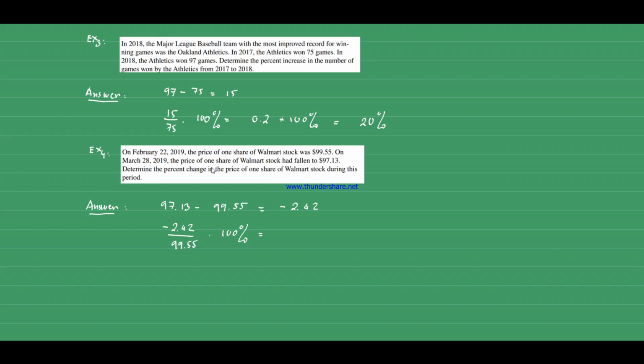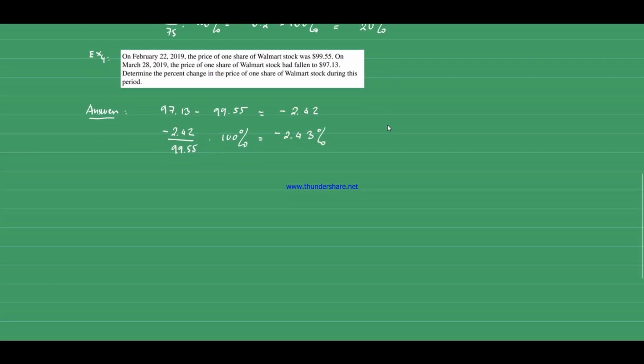Okay, then you multiply by 100, which gives you negative 2.43%. And again, the negative shows you that it's a percent decrease. It's not an increase. If it were an increase, then it would be positive. But it's a decrease, so it will be negative. Okay, example number 5.